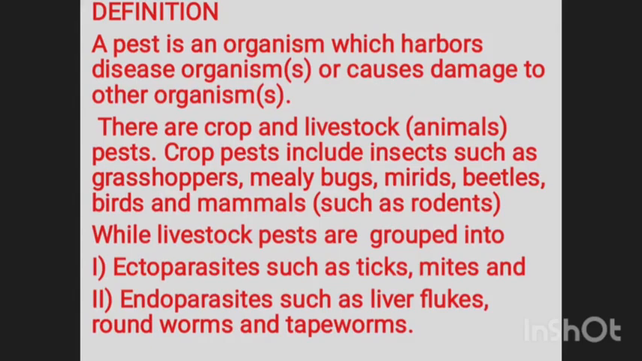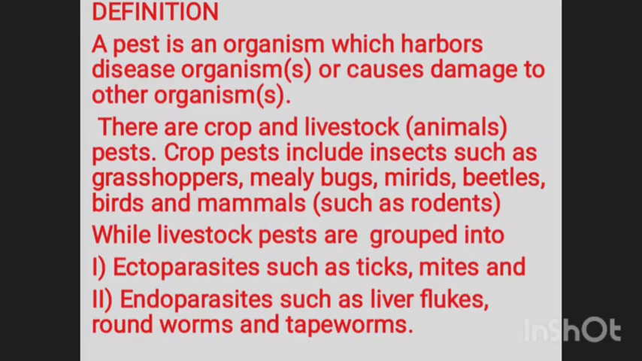What is a pest? A pest is an organism which harbors disease organisms or causes damage to other organisms. So a pest is an organism which harbors disease organisms, that is, it carries disease organisms that cause disease, and the pest itself can also cause damage to other organisms. Now there are crop and livestock pests. Some pests attack crops while some attack livestock, and in this case, the livestock represents the animals that we rear.